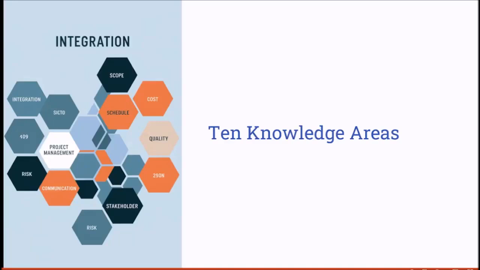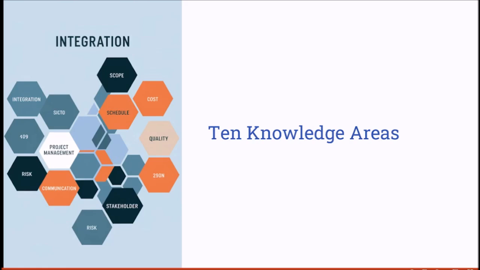Now, after that, we have gone through each of the process groups and the key processes involved in each of these key process groups, including initiating, planning, executing, monitoring and controlling, and finally closing. Now it's time to go through each of these 10 knowledge areas in project management for the PMP exam.